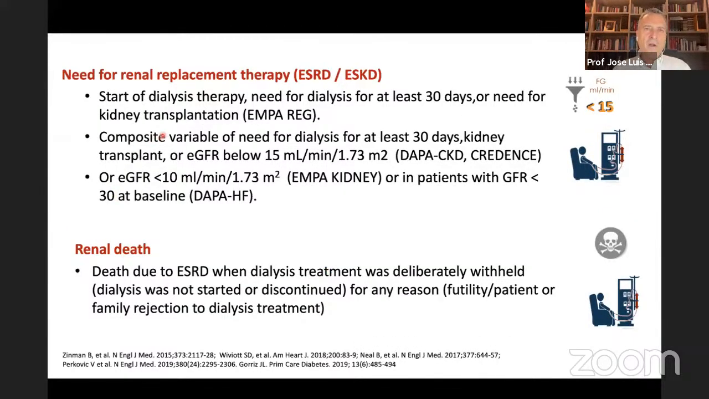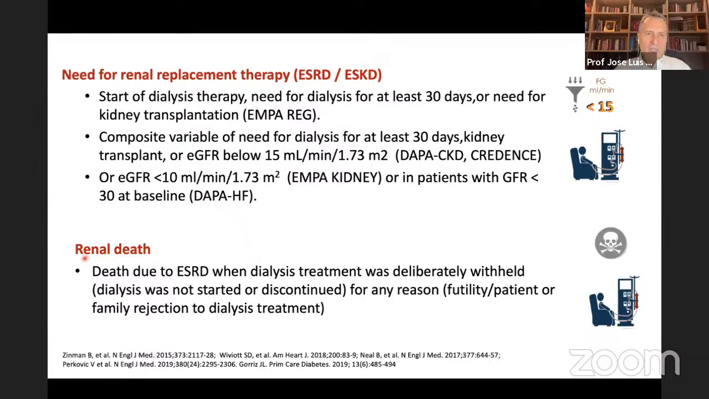Others use the need for renal replacement therapy. This is very clear. The patient has end-stage renal disease, they need dialysis. But in some studies, we need a long time for this renal replacement therapy endpoint, so it's used together with achieving GFR below 10 or GFR below 15. For example, in CREDENCE and DAPA-CKD, if the patient reaches 15 milliliters per minute, this is an endpoint. Or EMPA-KIDNEY, 10 milliliters per minute with GFR below 50 at baseline, as does DAPA-HF.